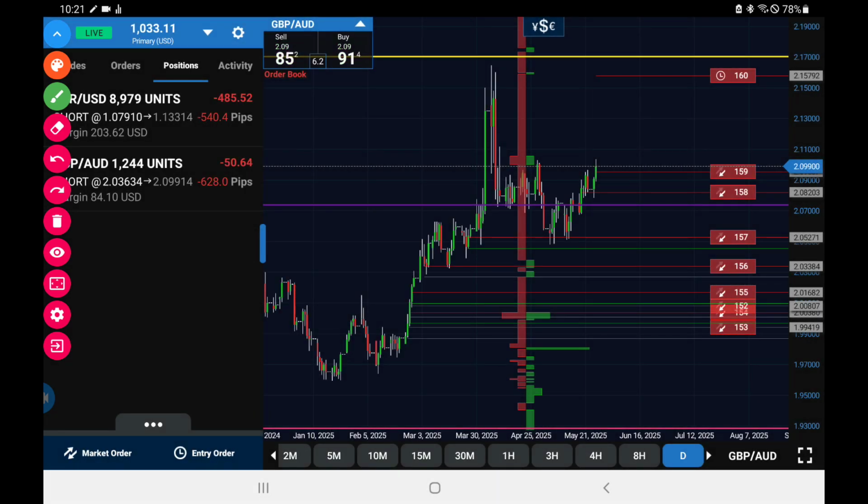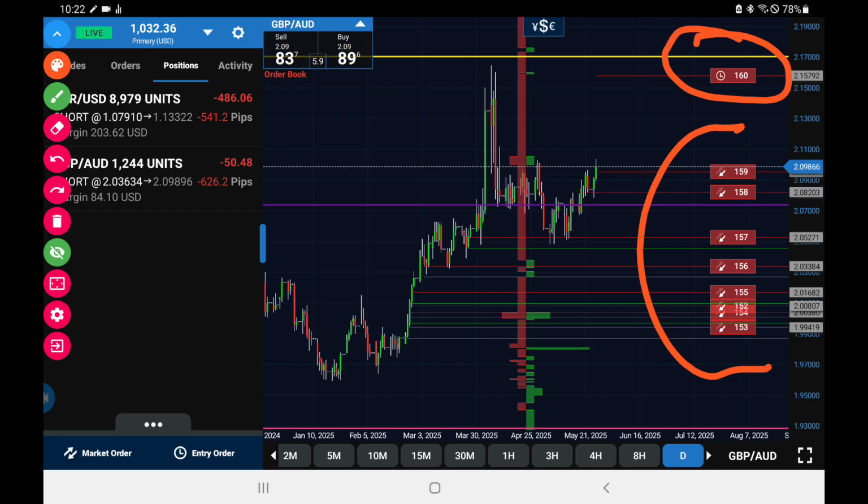So now if the market does what I think it will do, eventually these will all sell off. But if the market goes completely against me and really goes out of its way to just try to wreck my account, then I've got this order up here, the 160 units, ready to capture that momentum and try to capitalize on that hard reversal.